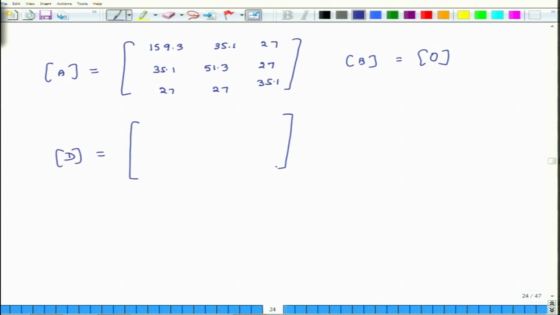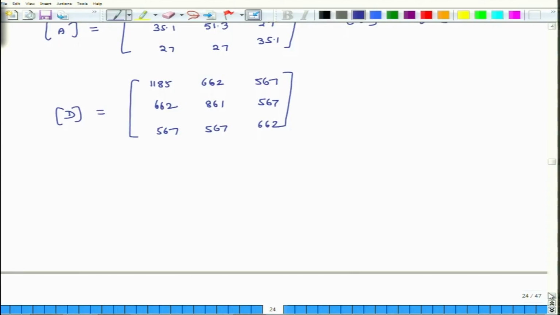And the D matrix, if we compute the numbers for its elements, looks like this: 1185, 662, 567, 662, 861, 567, 567, 567 and 662. So, we have computed A, B and D matrices.